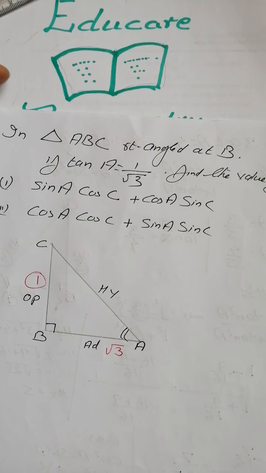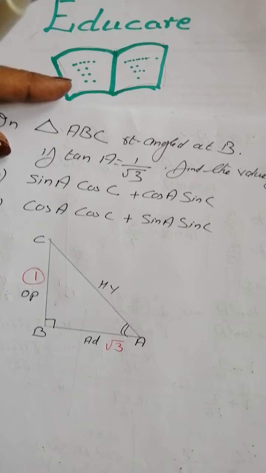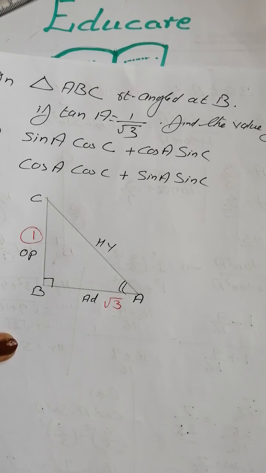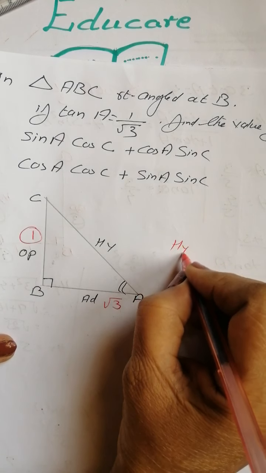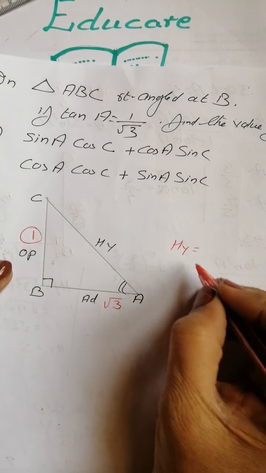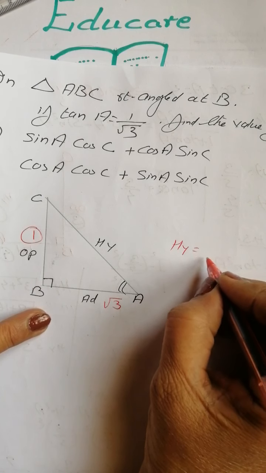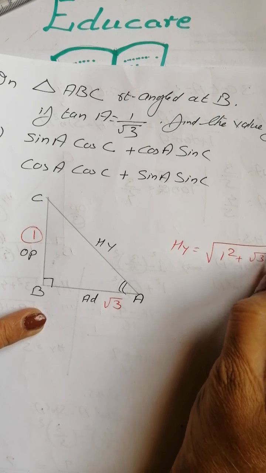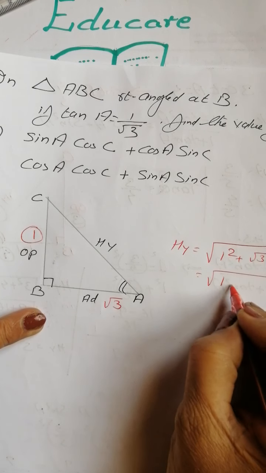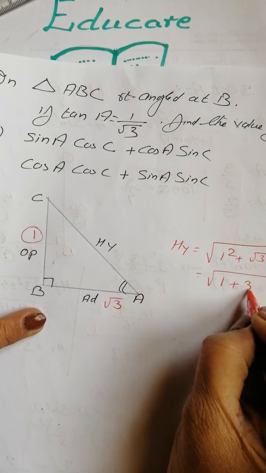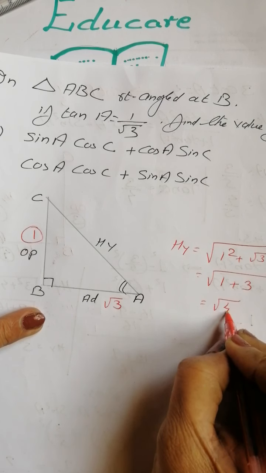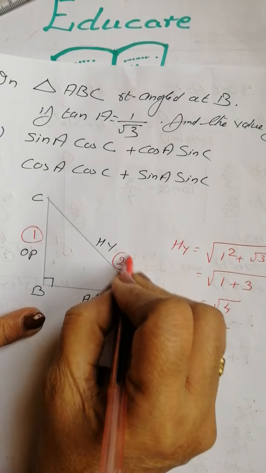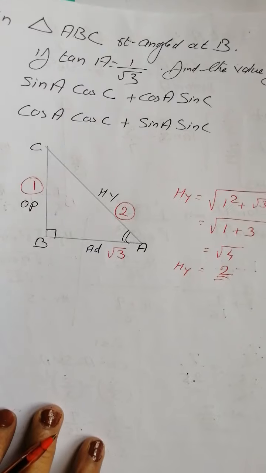Now, you have to evaluate the hypotenuse. How will you evaluate it? Same basic formula, that is hypotenuse is equal to the root of opposite square plus adjacent square, that is root of 1 square plus root 3 square. What is 1 square? 1. What is root 3 square? 3 only. So we'll get root 4. And what is square root of 4? 2. Good. You have got hypotenuse as 2. Now continue with this one.